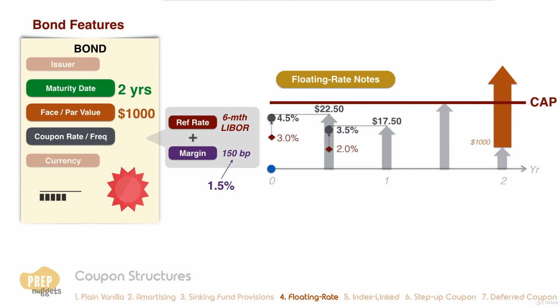Often, floating rate notes with caps also have a floor, which benefits the bondholder by placing a minimum on the coupon rate. Regardless of how low the reference rate falls, the floor rate is applied to protect the bondholder.